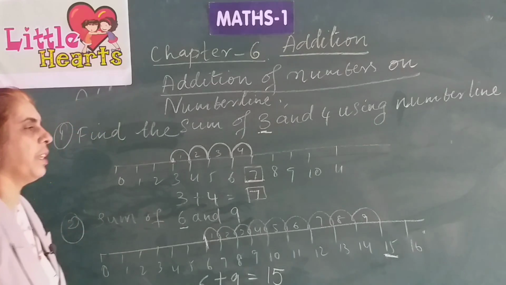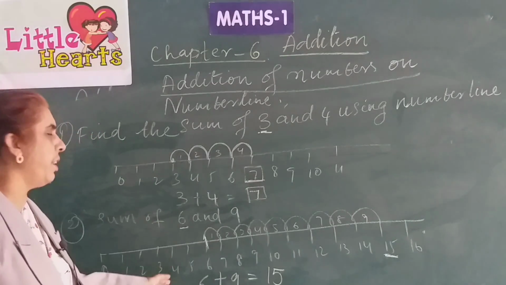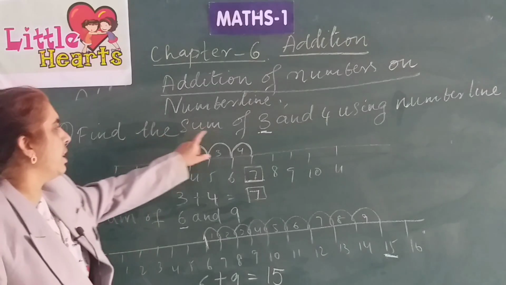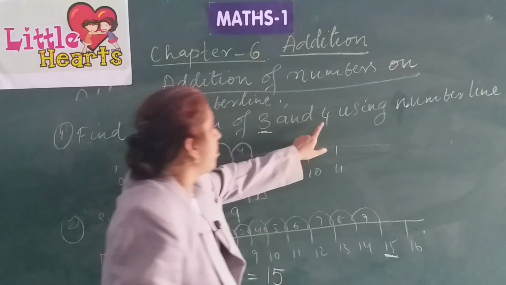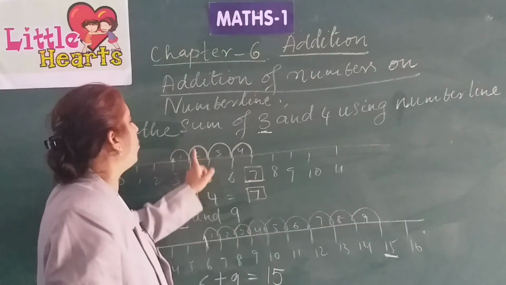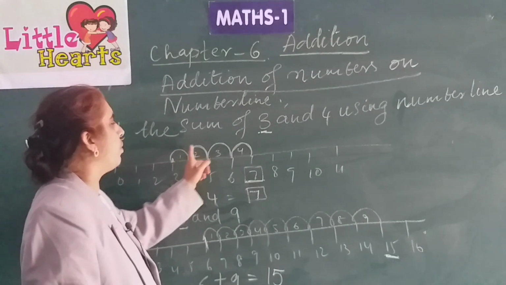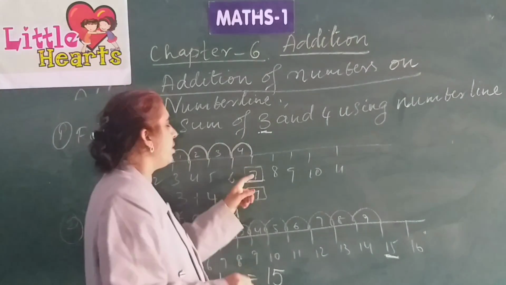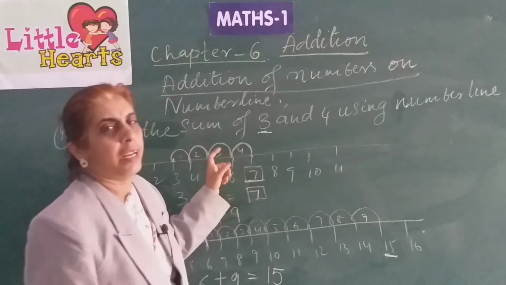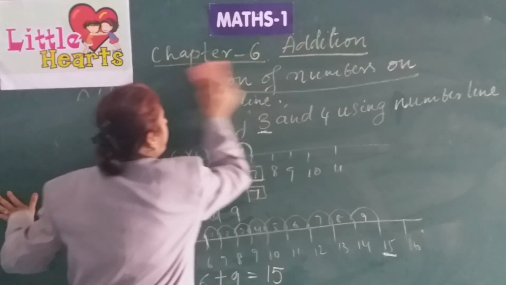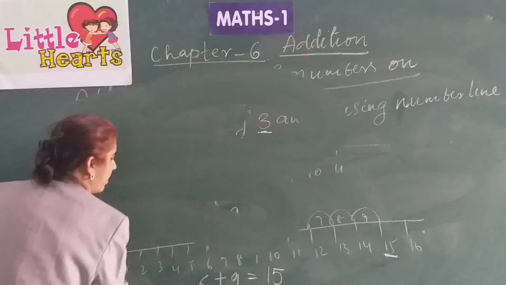In this way you can add numbers on the number line very easily. Start from the first given number and the next number is the number of steps you have to move forward. 3 and 4. Start from 3, take 4 steps forward and the number where we have stopped will be the answer. Now let us learn addition of numbers on abacus.